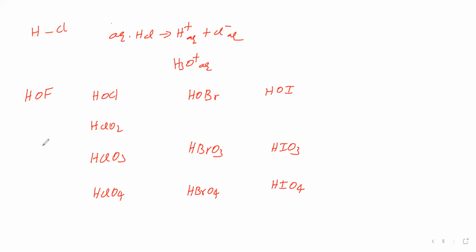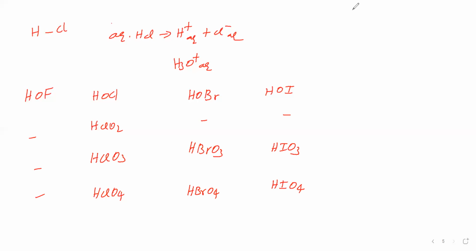Okay. The rest of the things are not formed. That means in the chlorine case, everything is possible. In the bromine case, bromous acid is not possible. In the iodine case, iodous acid is not possible. In the fluorine case, hypofluorous acid alone is possible. Okay. We'll see the acidic strength. How is the acidic strength?